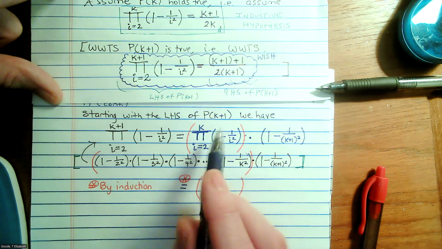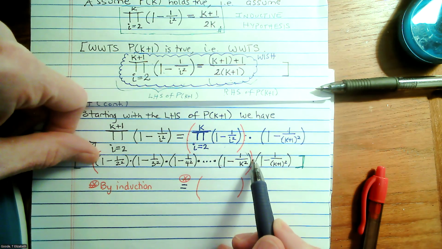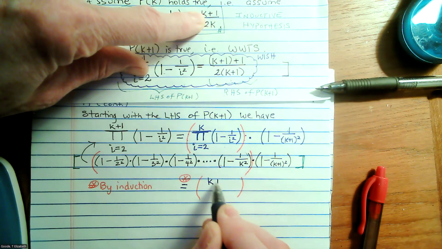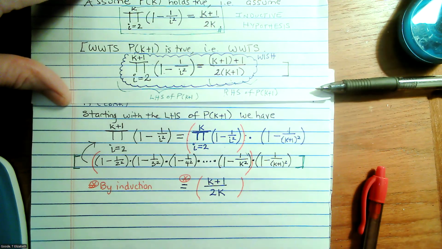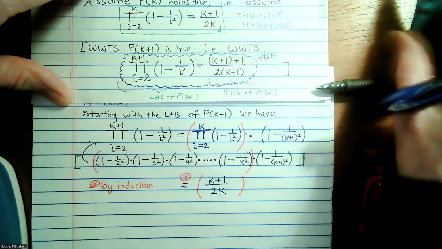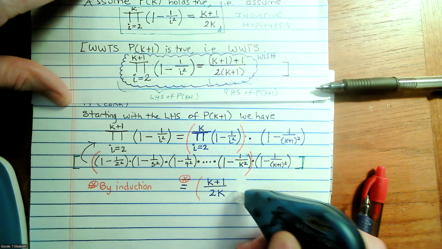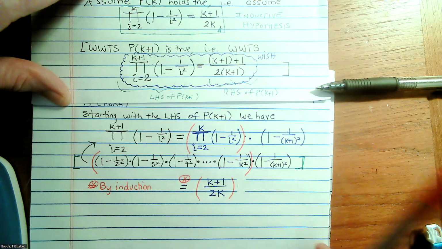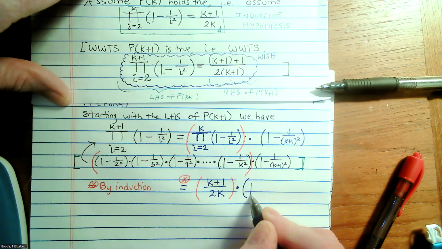So that means that this product, these factors multiplied together, is equal to (k plus 1) over 2k. That's right. We get to assume that. So now that's where we're using that. And so I can just go ahead and move on by induction, and then we've got this broken off term that we will deal with.